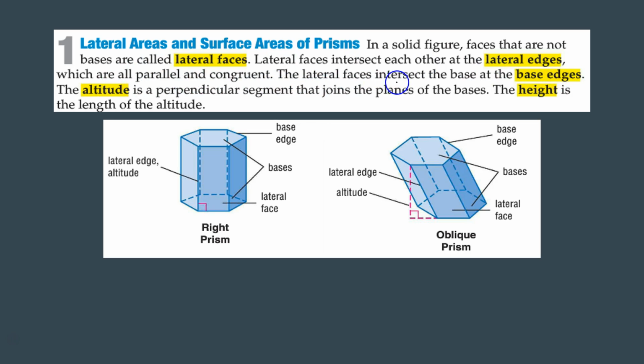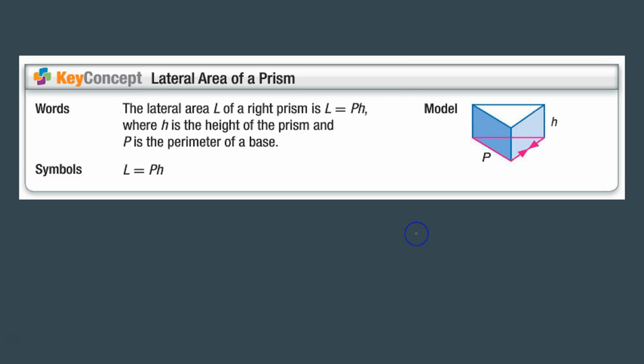The lateral faces intersect at base edges. The altitude is a perpendicular segment that joins the planes of the bases. Remember, we're talking about altitude, and we're saying perpendicular, which is making that 90-degree angle. And the height is the length of the altitude. That sound good?